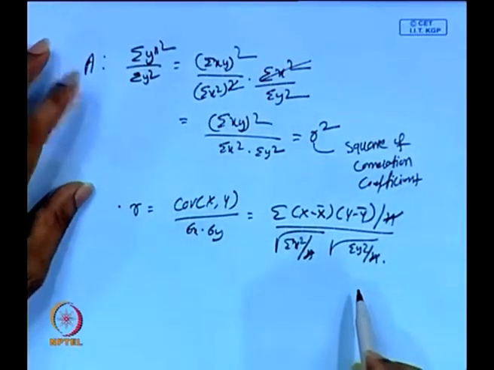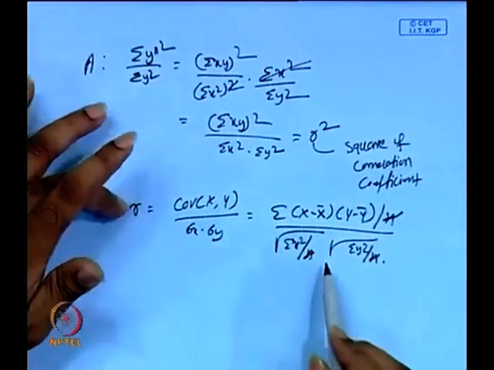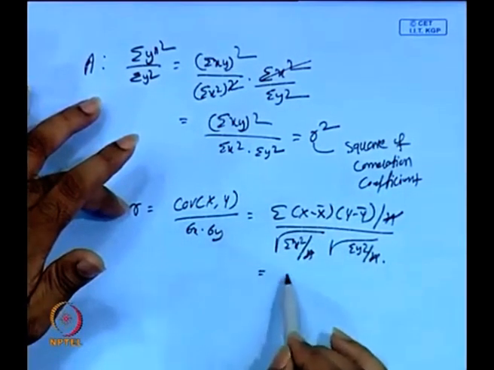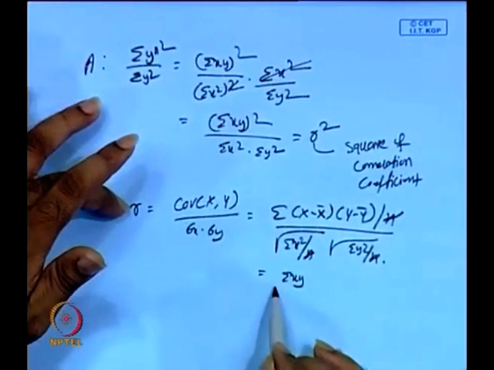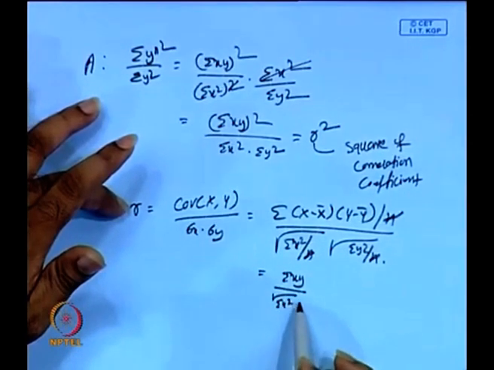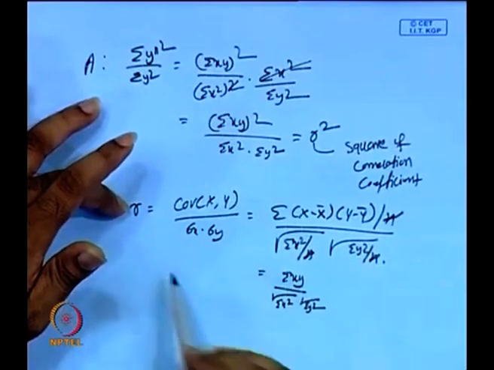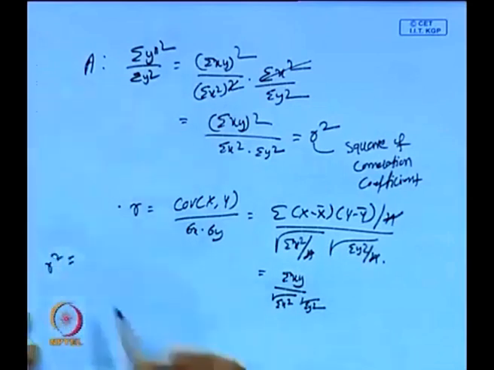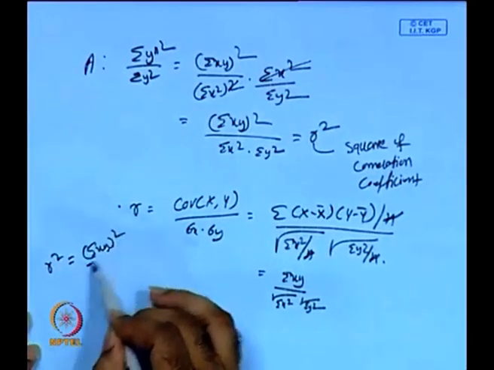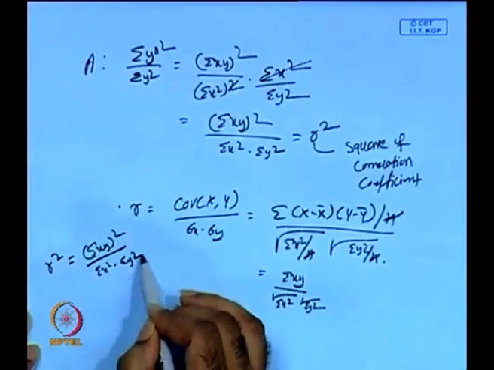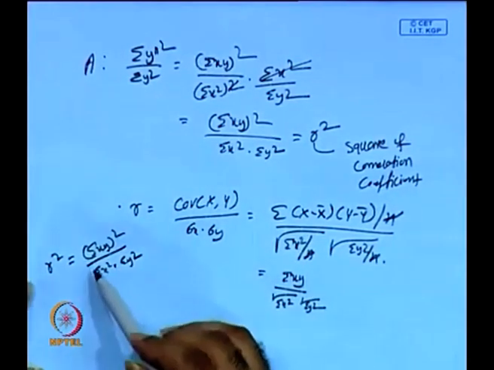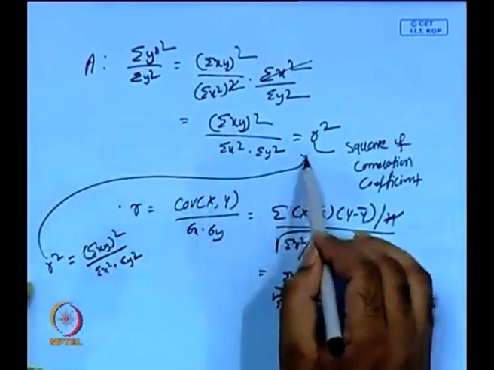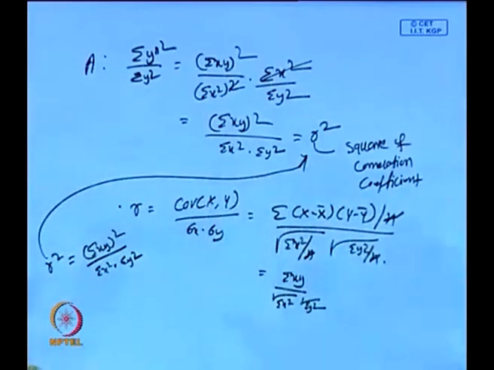Now if this is the r component, this particular component is nothing but summation x y divided by the square root of summation x square into summation y square. If we make it square, then obviously r square equals summation x y whole square divided by summation x square into summation y square. So, what we have received from here is that the ratio of explained sum square to total sum square is nothing but the r square component.